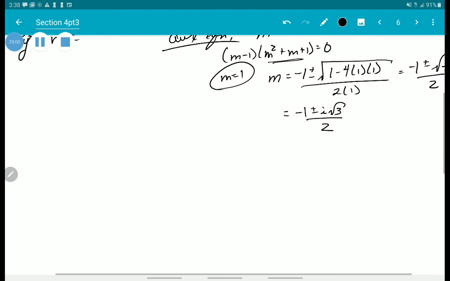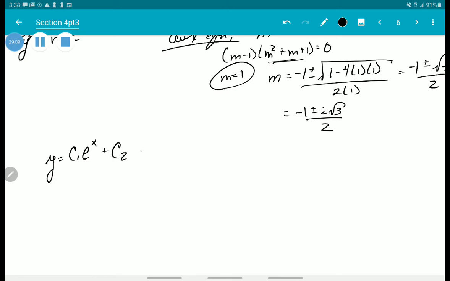So right now, we have 3 solutions. We have y is equal to c1 e to the x plus c2 e to the negative 1 minus i square root of 3 over 2 times x, and then c2 e to the negative 1 plus i square root of 3 all over 2 times x. When you're writing these, make sure I can tell what your exponent is.